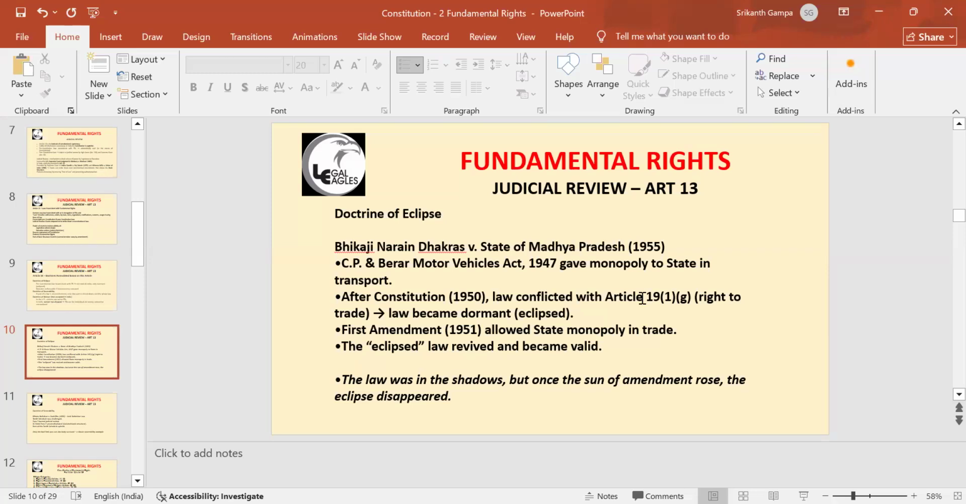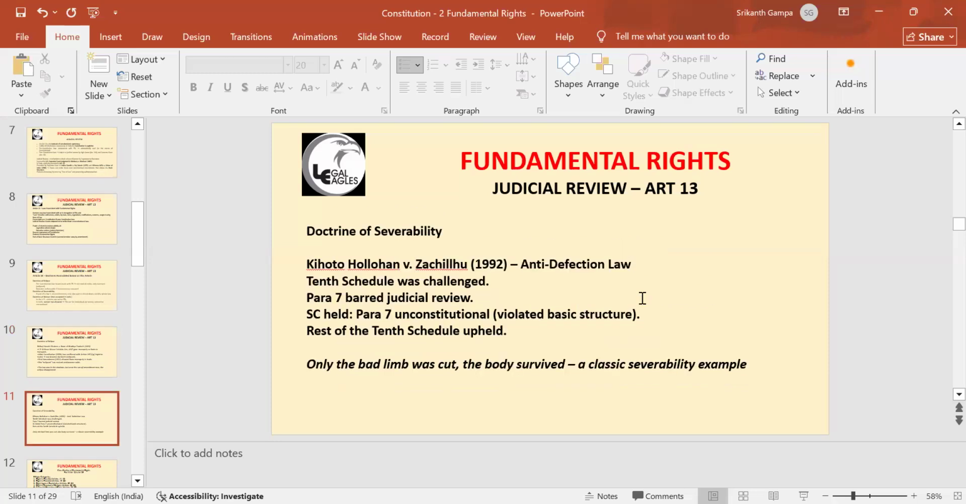So eclipse is for temporaries. Remember, doctrine of eclipse is for pre-constitution laws. They are dormant temporarily. If any amendment is passed, those will become active again. If that amendment is not passed, they may still be dormant only. Okay.